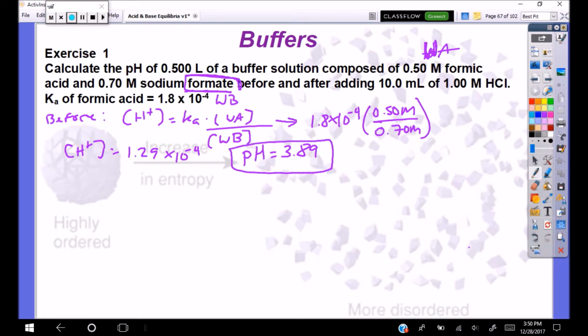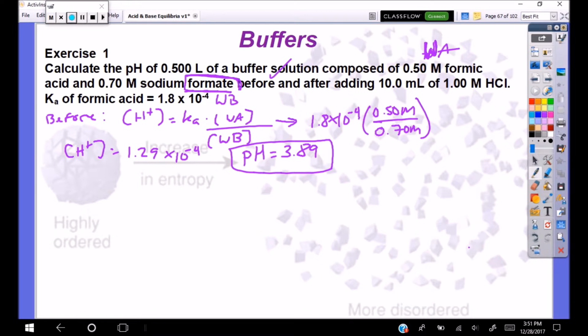Okay, so I know I'm dealing with a weak acid here because my pH is in the 3 to 4 range, or 3 to 5 range rather, and that makes sense. If it was a strong acid, then I'd have a much lower pH. All right, so now we've got the before part done. We want to look at after.